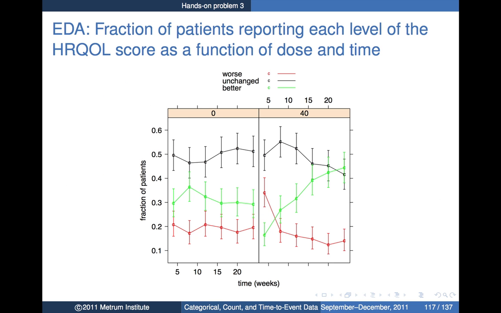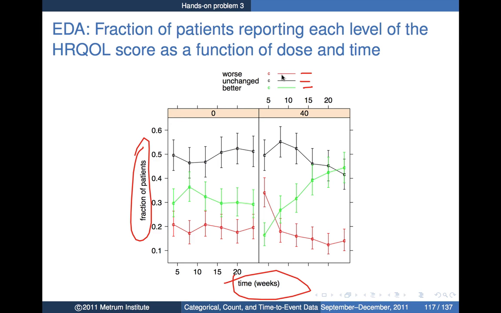Showed you last week, I believe, there on Monday, that is, what the scores look like here. Here we're looking at the different score levels over time for the 2 different treatments. So you can see we've got red is worse, black is unchanged, and green is better. There's our 3 levels of the scale. The left-hand panel is our placebo group, and we're plotting fraction of patients on the y-axis, time in weeks on the x-axis.